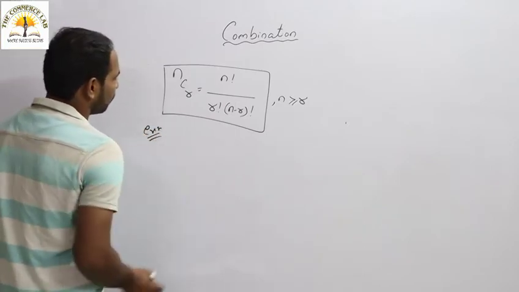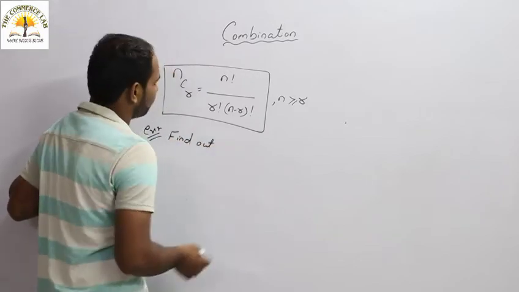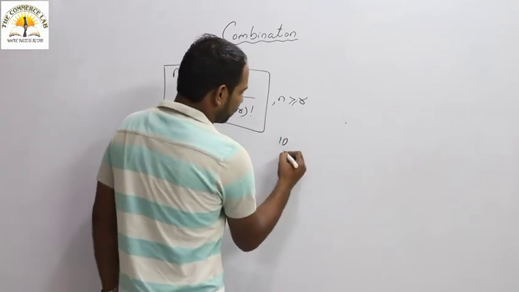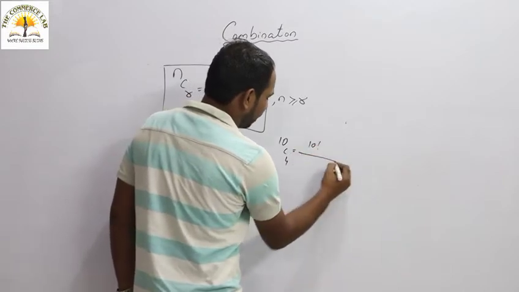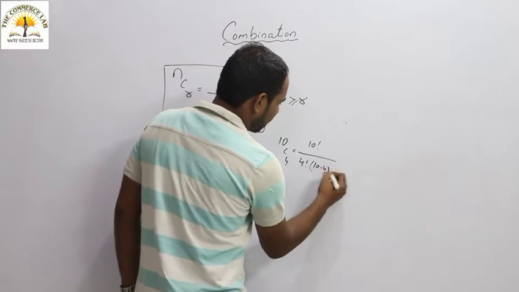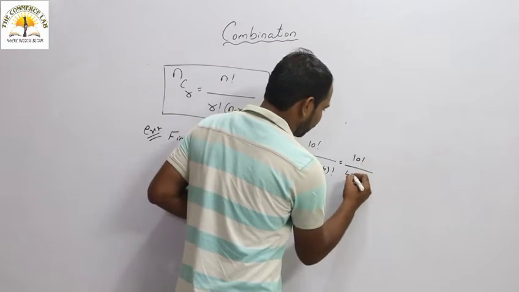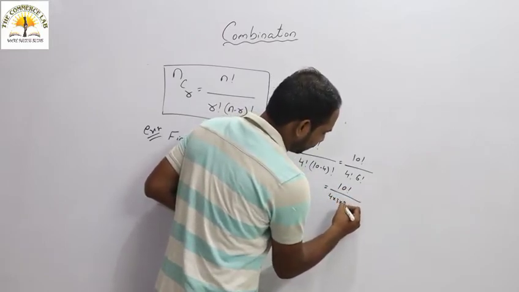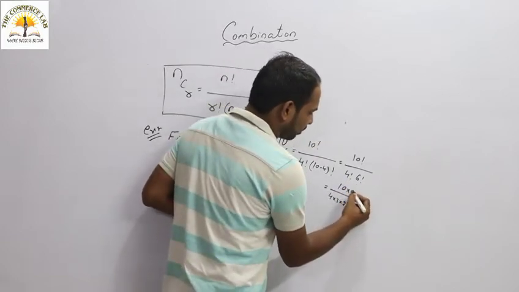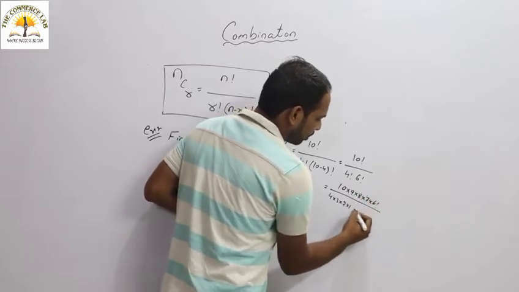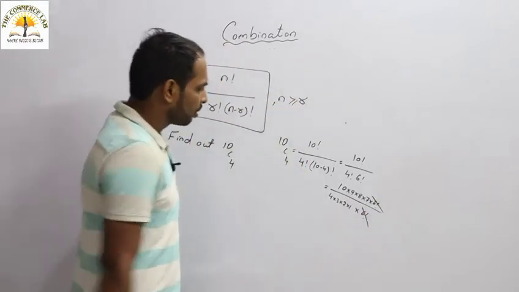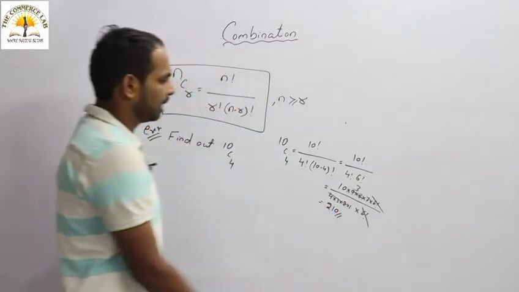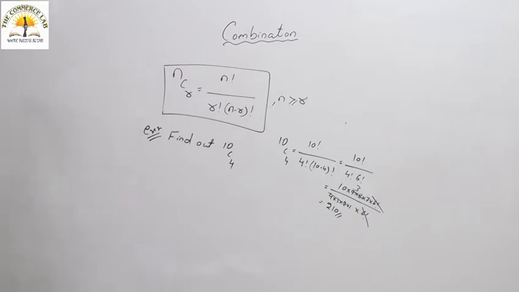Let's say, for example, find out 10C4. Then 10C4 equals n factorial divided by r factorial multiplied by n minus r factorial, that is 10 factorial divided by 4 factorial multiplied by 6 factorial. 4 factorial is 4 into 3 into 2 into 1. We can write 10 factorial as 10 into 9 into 8 into 7 into 6 factorial. So 6 factorial and 6 factorial get cancelled. 4 threes are 12, 12 twos are 24, and then this one is 210. Fine, this is the process to find 10C4.